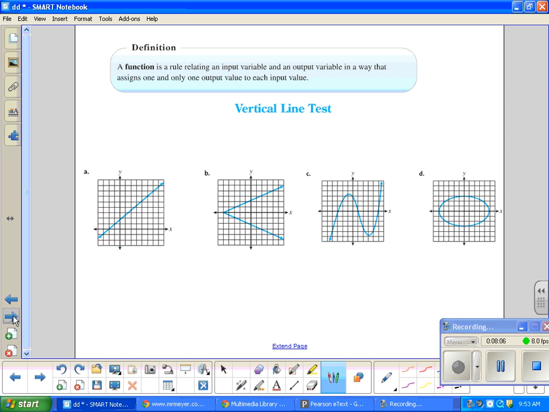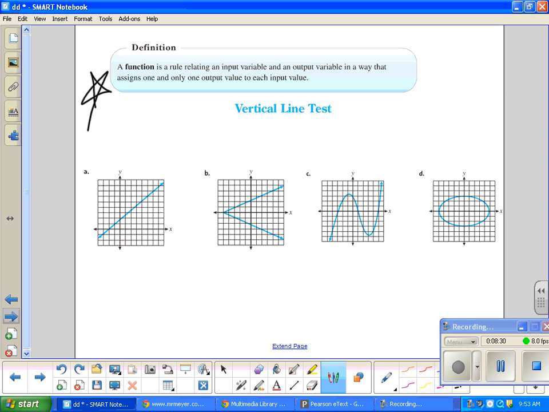Introducing the idea of a function. This is the whole underlying objective for 3.1. A function is a rule that relates an input variable and an output variable in a way that assigns one and only one output value to each input value. We're going to look at relationships that are in the picture of a graph.